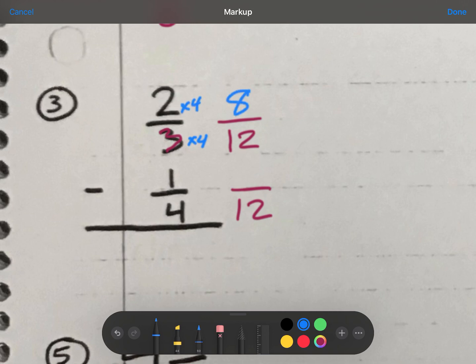2 times 4 is 8. All right, I'm going to come down here. 4 times what gives me 12? Times 3. If I do it to the bottom, I have to do it to the top too. 1 times 3 is 3. Now I have common denominators and I'm able to subtract. 8 minus 3 equals 5. Keep my denominator the same.